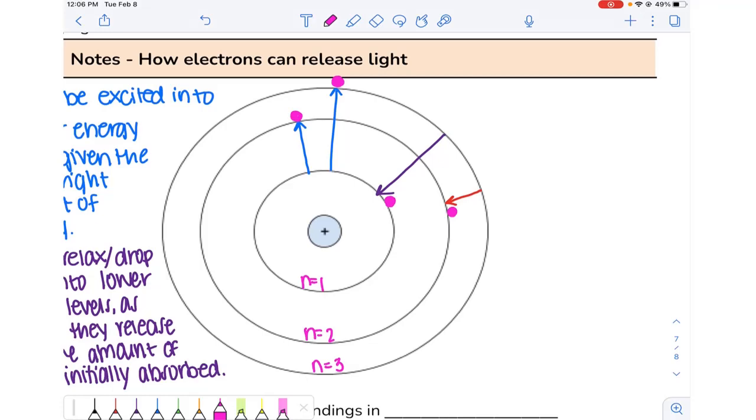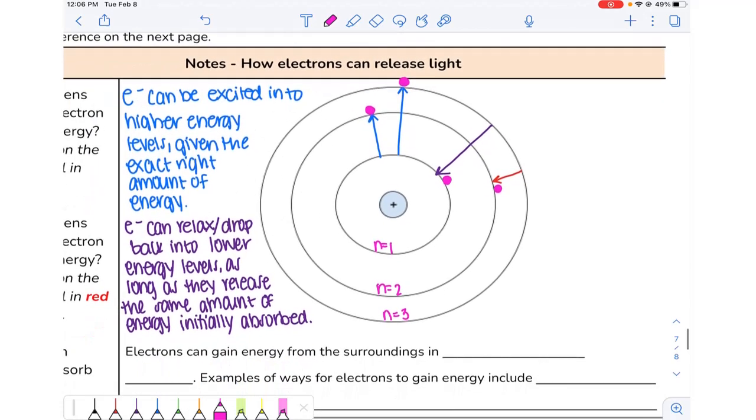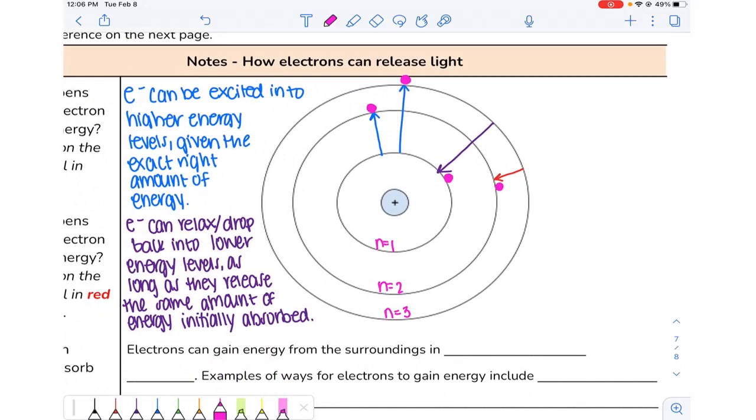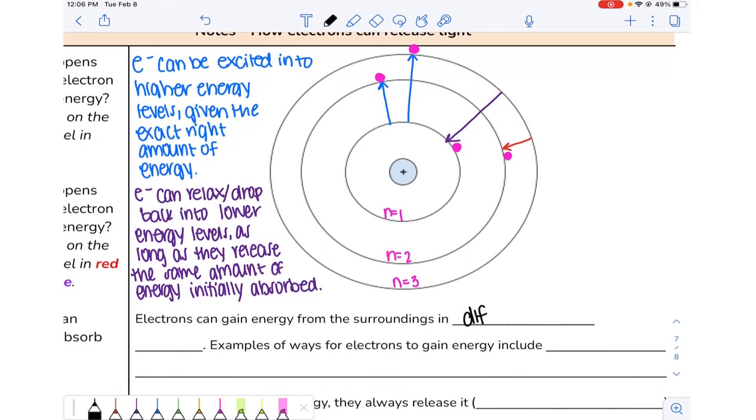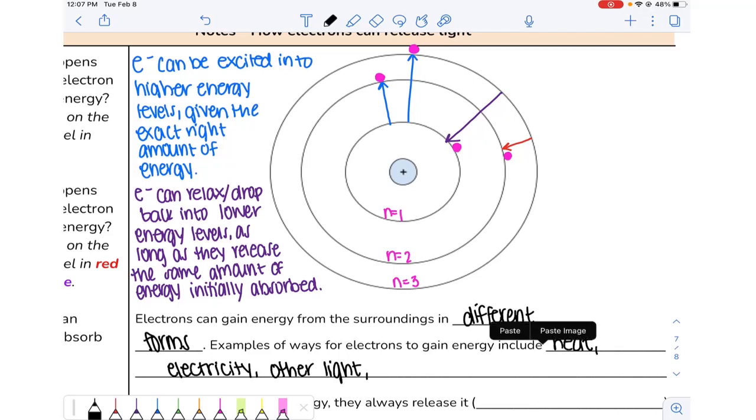So how can electrons absorb energy? Well, we've been talking a lot about energy in the past couple of days, right? So electrons can gain energy from the surroundings in a few different forms. One way that we've already seen that electrons can gain energy would be in the form of heat. So we can use heat to excite these electrons. You can also do this using electricity. You could even excite electrons by giving them light energy.